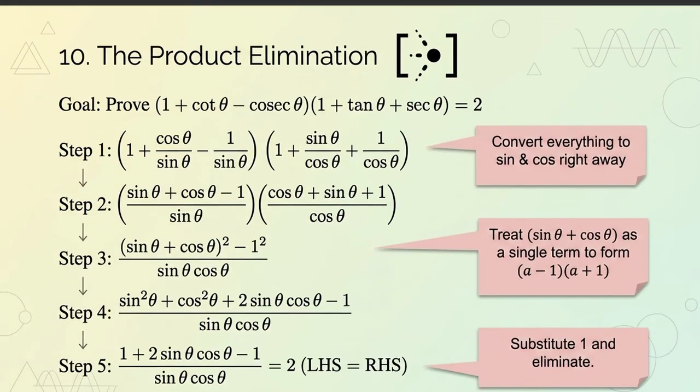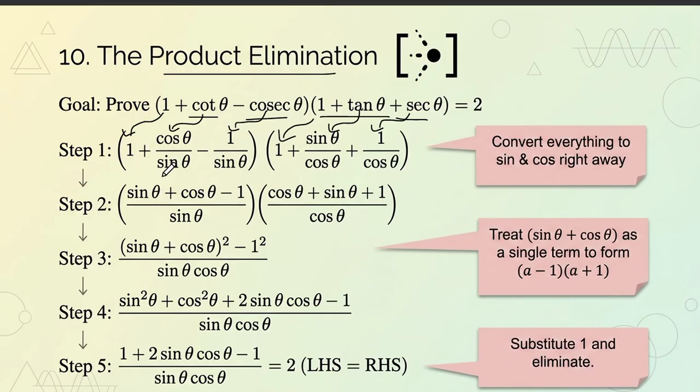Look at the last one, the product elimination. So we have two brackets. So (1 plus cot minus cosec) into (1 plus tan into sec). So we'll convert cot, cosec, tan, sec, everything in terms of sine and cos. So 1 as it is, cot means cos upon sine, cosec means 1 upon sine. Here also 1 as it is, tan means sine upon cos, sec means 1 upon cos.